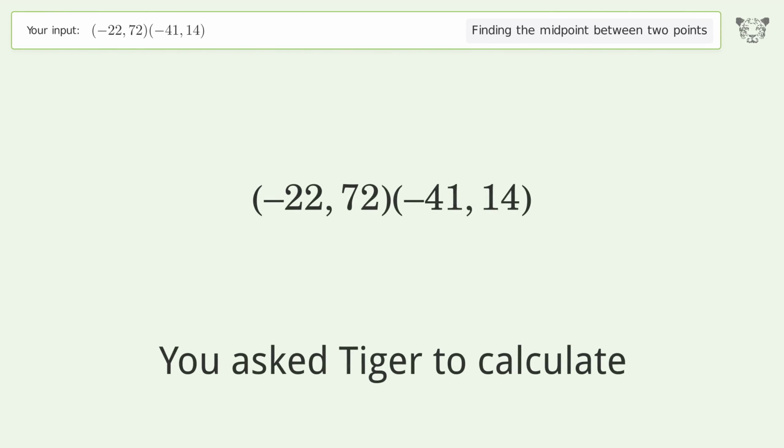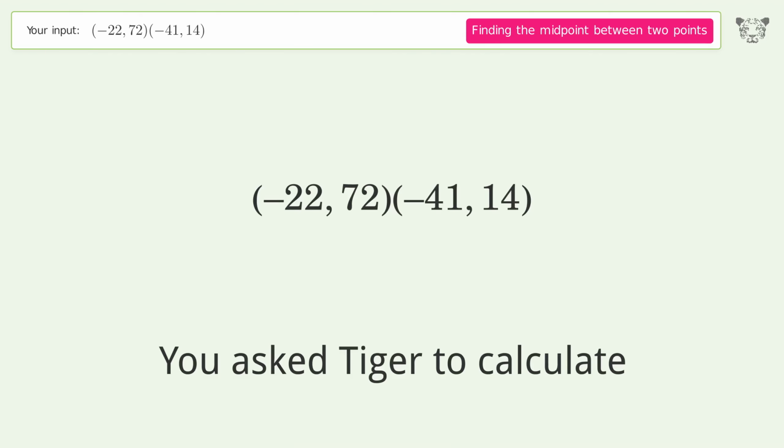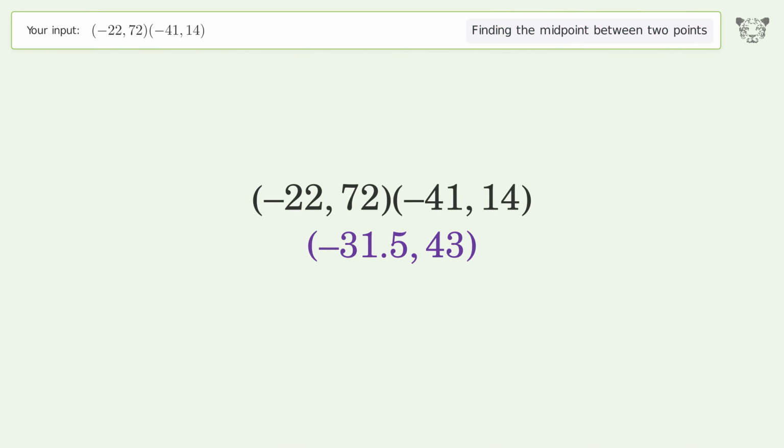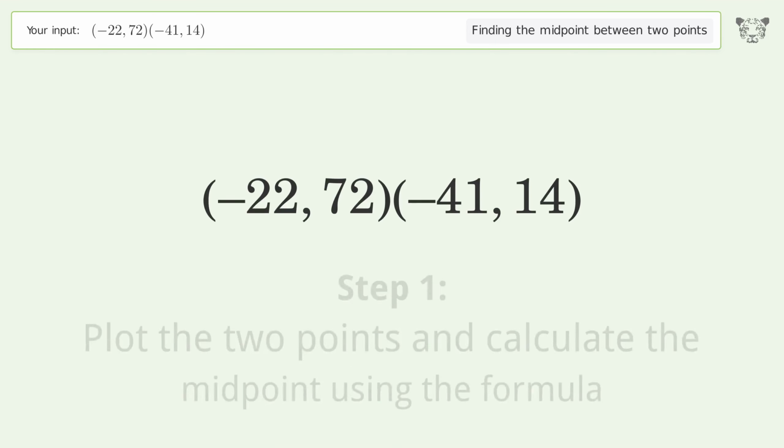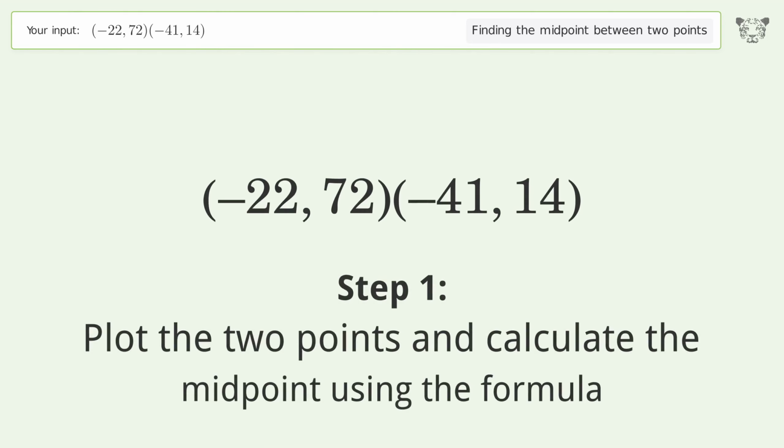You ask Tiger to calculate. This deals with finding the midpoint between 2 points. The midpoint between the 2 points is negative 31.543. Let's solve it step by step. Plot the 2 points and calculate the midpoint using the formula.